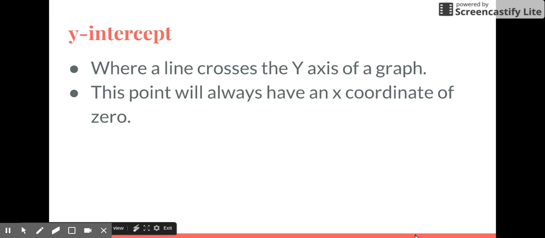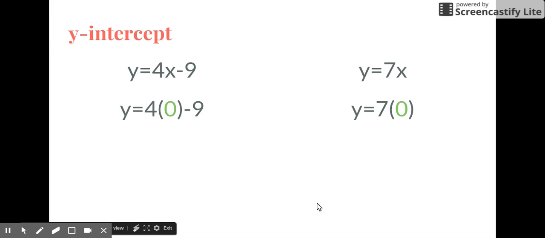First, we're going to figure out what is the y-intercept of these equations. So the y-intercept is where a line crosses the y-axis of a graph. This point will always have an x-coordinate of 0. So knowing that, we can look at our two equations and plug in 0 for the x-coordinate. So now all we have to do is solve for the y value.